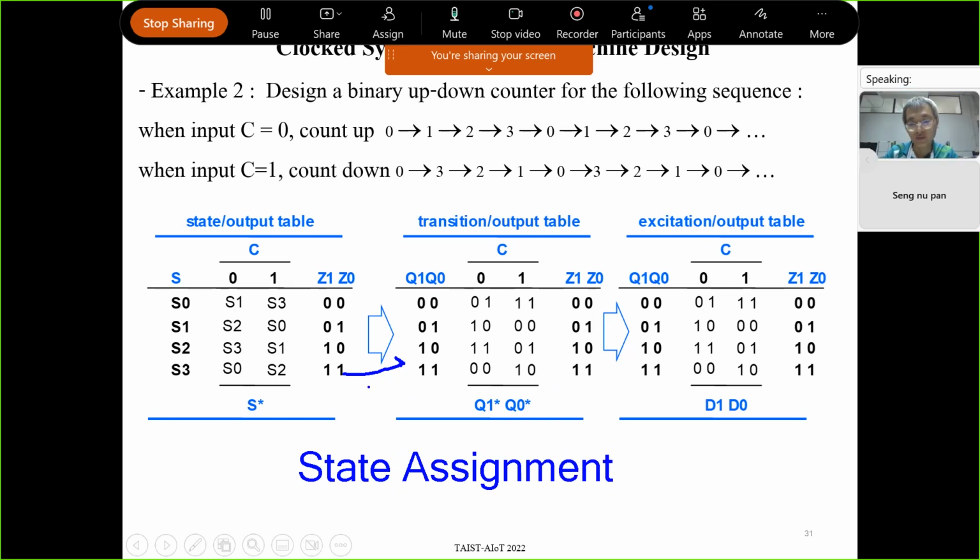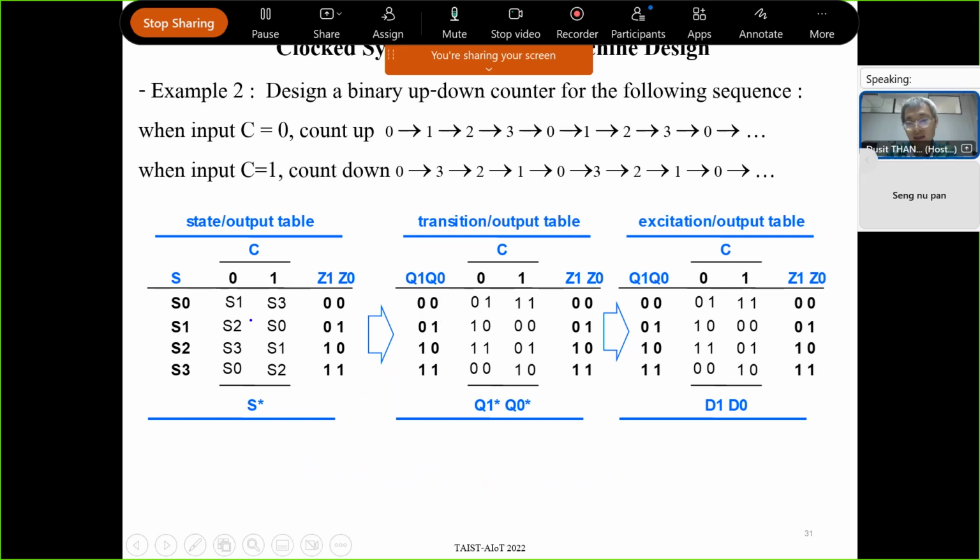Okay, from this to this. Define the value. After that, do state assignment. In this case I assign 00 for state 0, 01 for state 1, 10 for state 2, 11 for state 3. Then I just replace the name with its binary code.